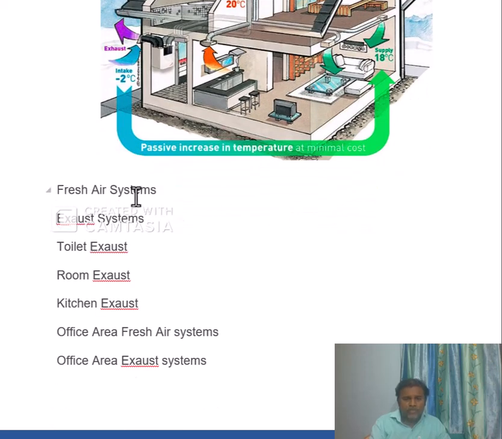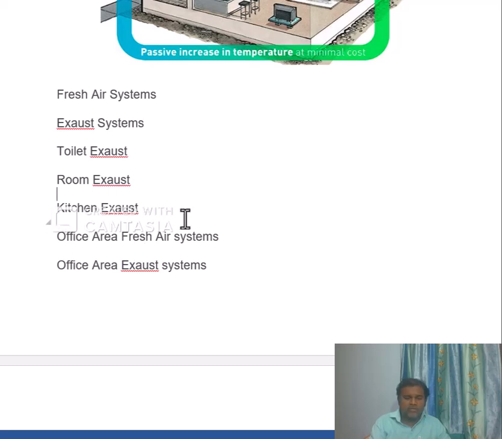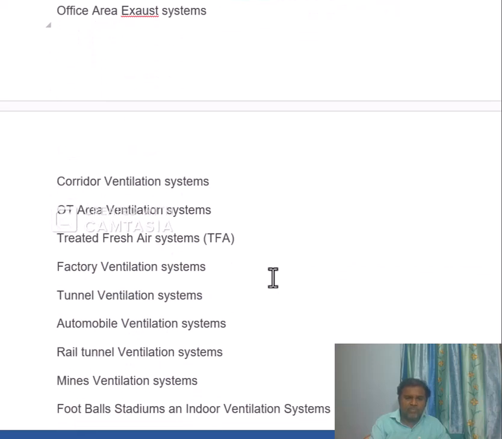This one is the fresh air system for supplying fresh air, exhaust systems to remove the air, toilet exhaust systems, so exhausting from the toilet, and room exhaust system. We also need a room exhaust system to recirculate the air, a kitchen exhaust system, office area fresh air system, office area exhaust system, and corridor ventilation system. Suppose in a hospital or office area there will be a corridor, and you want to provide fresh air in the corridor. So in this kind of case we need to design for corridor ventilation systems also.